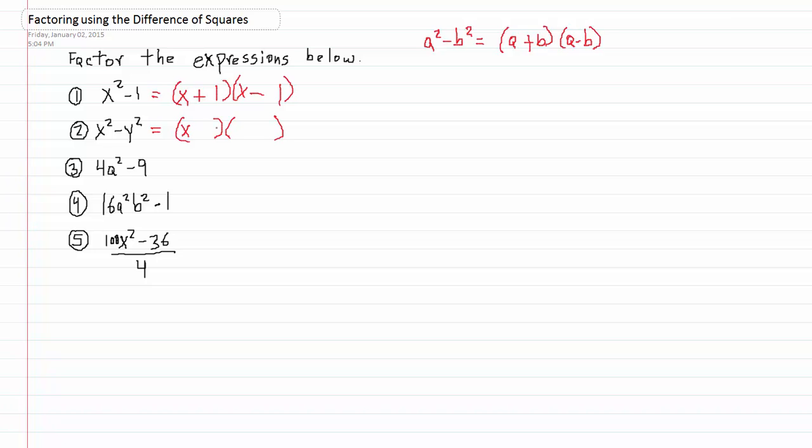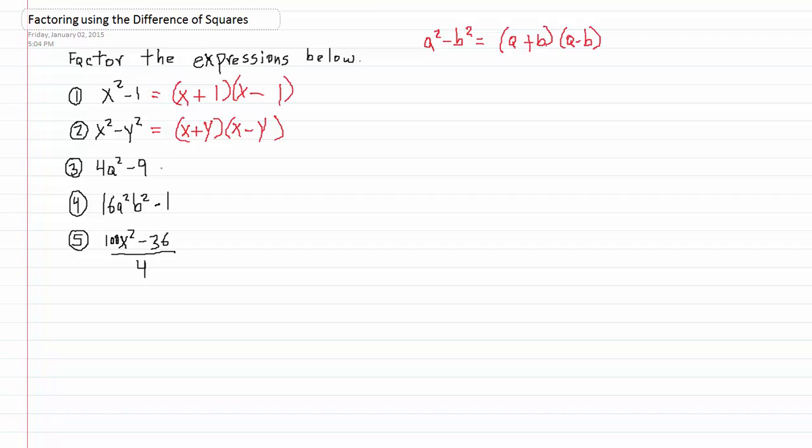Similarly, we open two sets of parentheses for the second example. We write the square root of the first perfect square. We write that first inside each pair of parentheses. Then we're going to write plus and minus. Again, I could have written minus plus. It doesn't matter by the commutative law. And then the square root of the second perfect square. And that's it. Nothing else.